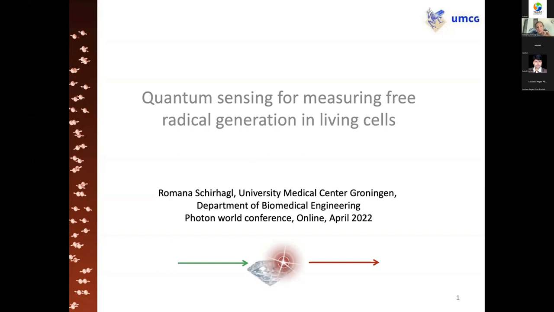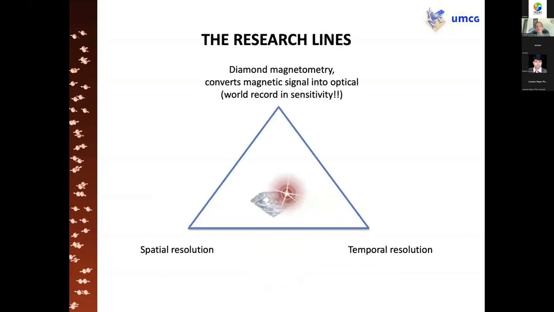Yeah, so first of all, I would like to introduce you to my research lines. It's all centered around the technique that is called diamond magnetometry. And this is a technique that... and why is that nice? Because optical signals can be read out much more sensitively than what you can normally do with magnetic resonance signals. And for that reason, the technique is very sensitive for a magnetic resonance technique.